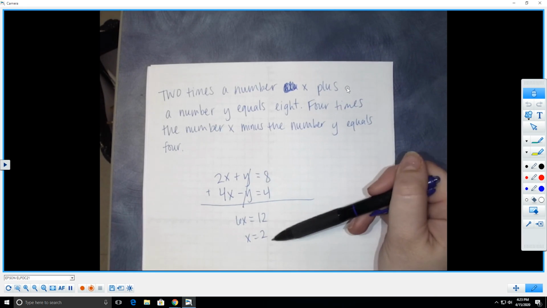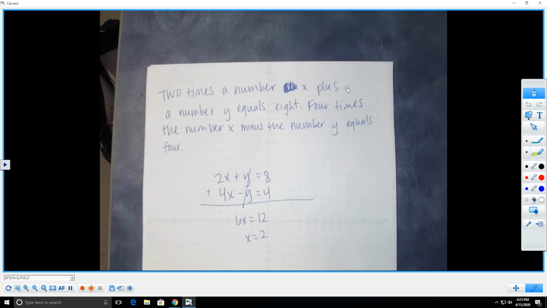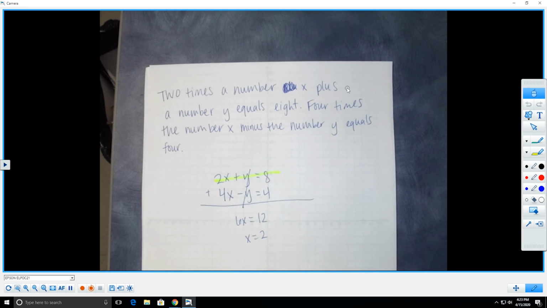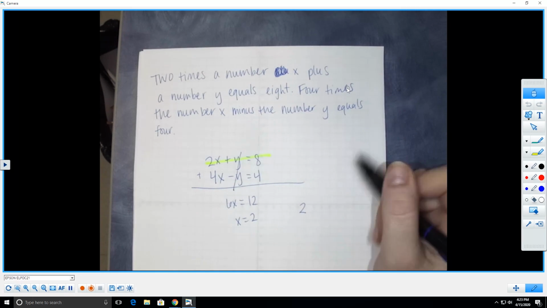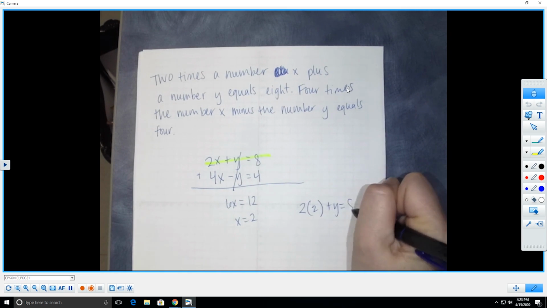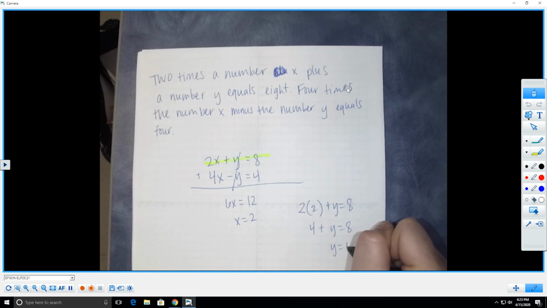So now that we have x, let's solve for y. Follow along with me. Remember to substitute the value of x into either one of the equations like this. I'm going to choose this first equation, and I'm going to put in 2 instead of x. I'm going to plug in 2 plus y equals 8. So 4 plus y equals 8, y equals 4.